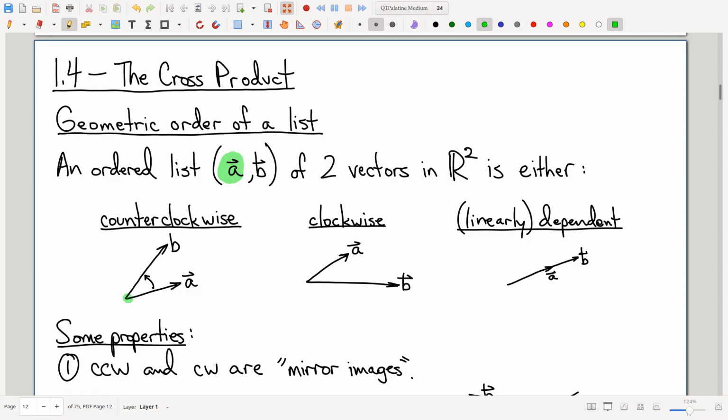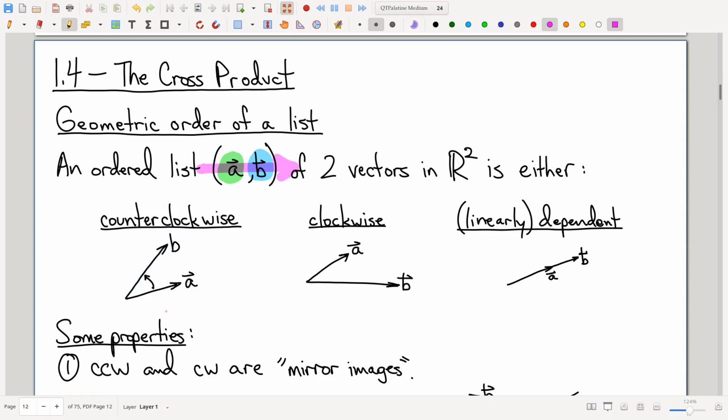That first vector, perhaps, might be like so. The second vector might be like so. Notice that with A first and B second, I start with that direction, and then I end with this direction, right? A first, B second. And thinking of that progression, I'm going counterclockwise. So I'm going to call that a counterclockwise list. Does that make sense? Okay, so I would call that list counterclockwise.